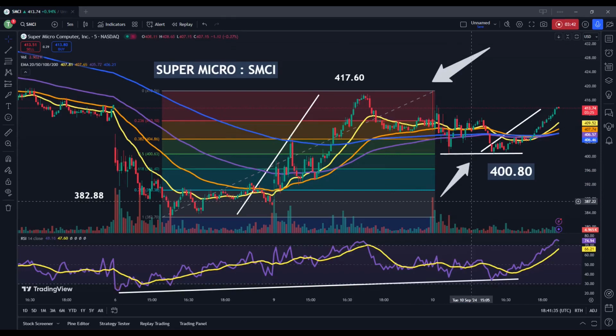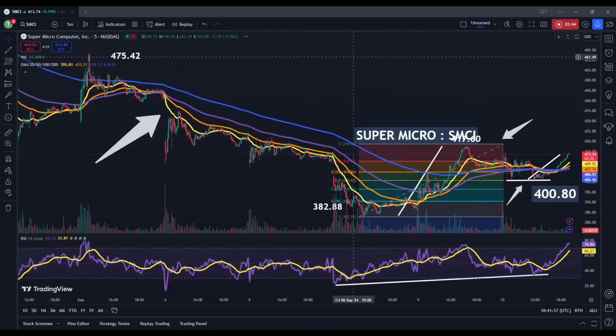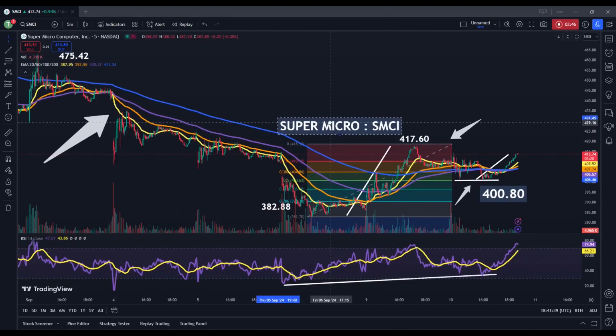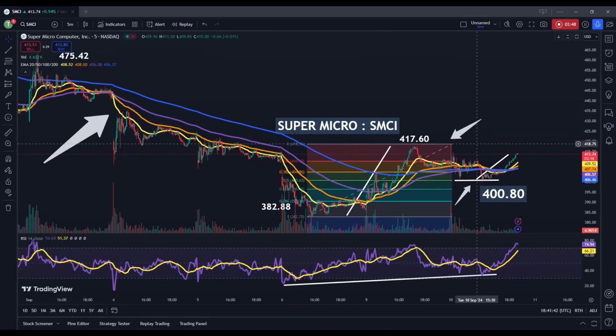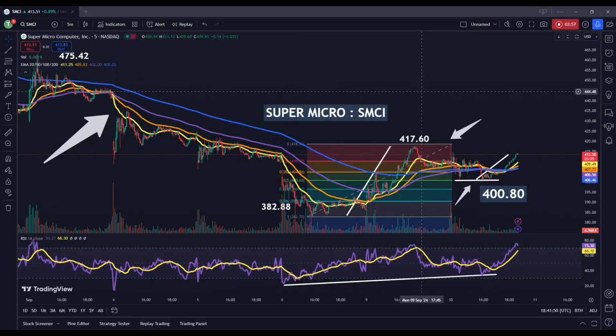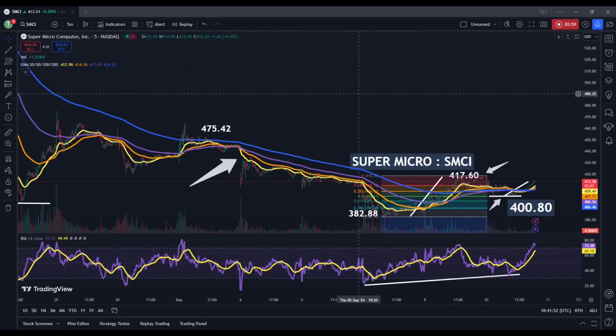Now, does this mean that we actually found a bottom here? It may still be a bit premature to make that assumption, but if we do see a break of this double top, right around 417, 418, that should start to take some pressure off of the downside, and then we're probably going to be looking at some upward trend momentum that does help share prices move higher.